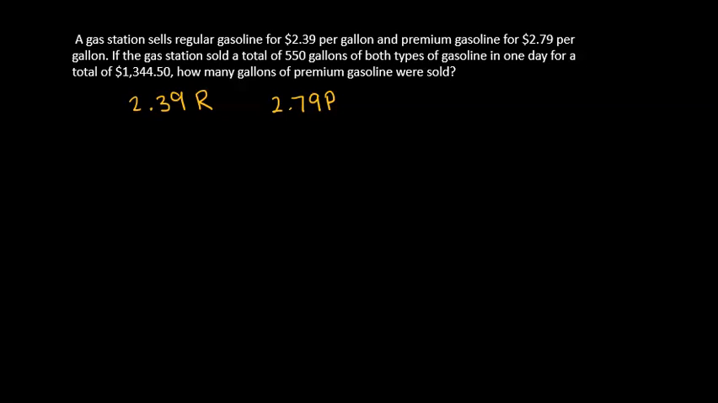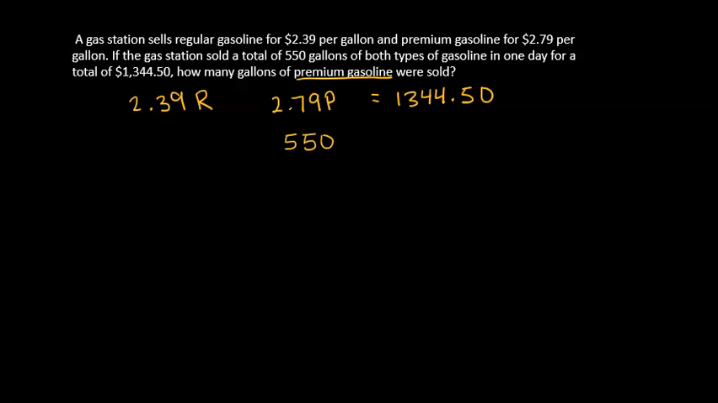If the gas station sold 550 gallons of both types of gasoline in one day for a total of, oh, okay, so it's a total. So we need 1344. Let's put the 0 at the end. How many gallons of premium gasoline were sold? So our focus, our attention is premium gasoline. We got to remember that. Okay. So I have it set up a bit. 2.39R and then I have 2.79P equals 1344.50.